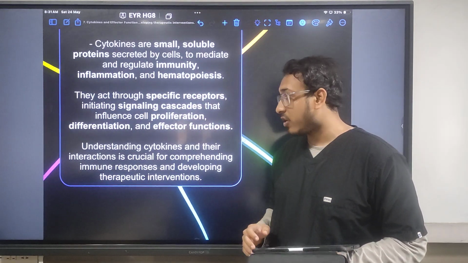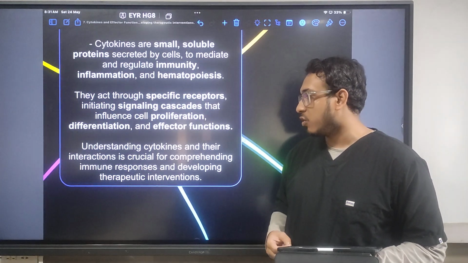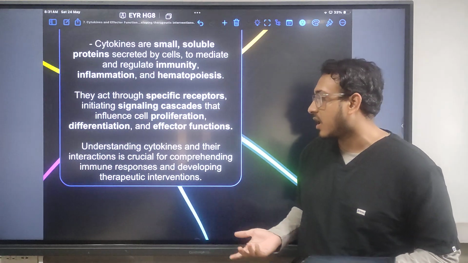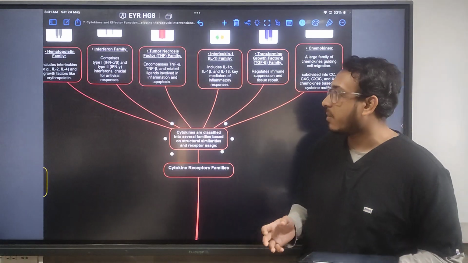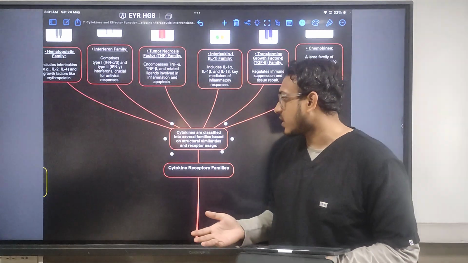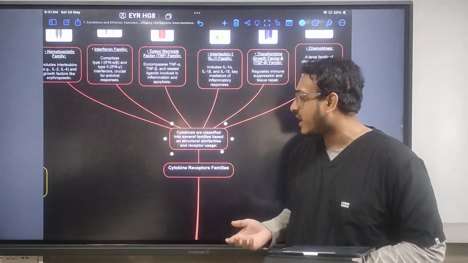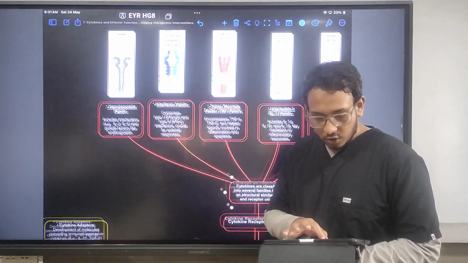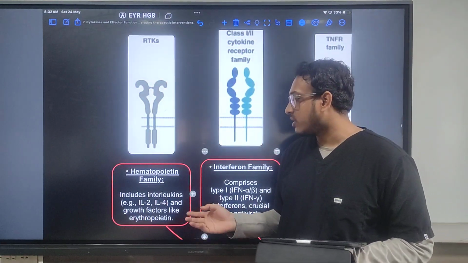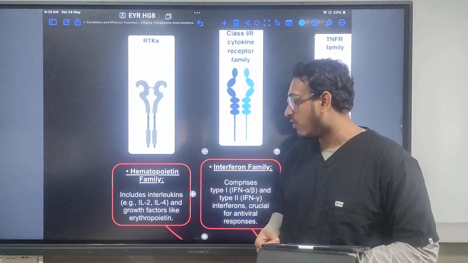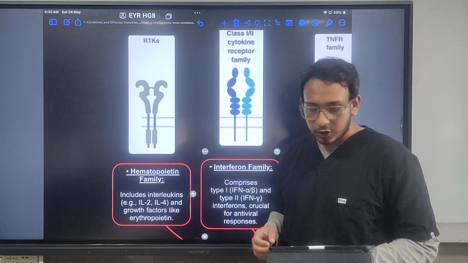Understanding the cytokines and their interactions is crucial for comprehending immune responses, and also to understand how developing therapeutic interventions works. There are several classes of receptors in cytokines. They are classified into several families based on their structural similarity and receptor usage. So there is the hematopoietin family. It includes interleukins, for example IL-1, IL-2 and IL-4, and growth factors such as erythropoietin.